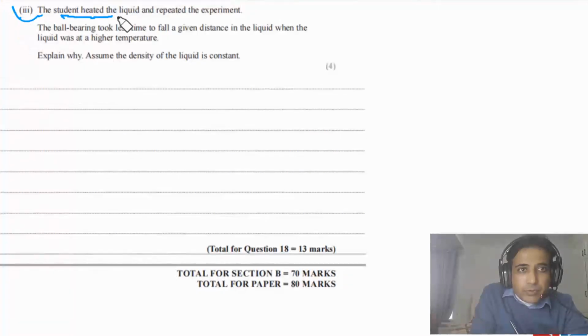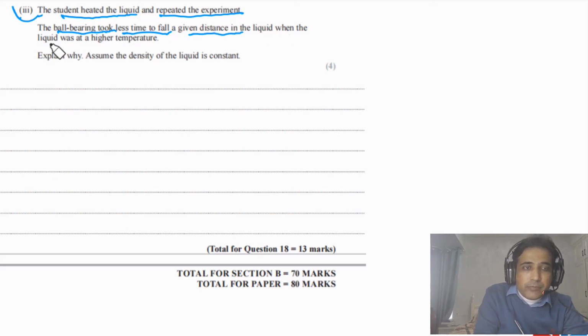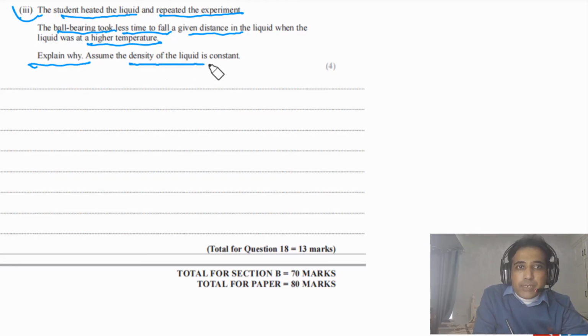Third part says the student heated the liquid and repeated the experiment. The ball bearing took less time to fall a given distance in the liquid when the liquid was at a higher temperature. Explain why. Assume the density of the liquid is constant.